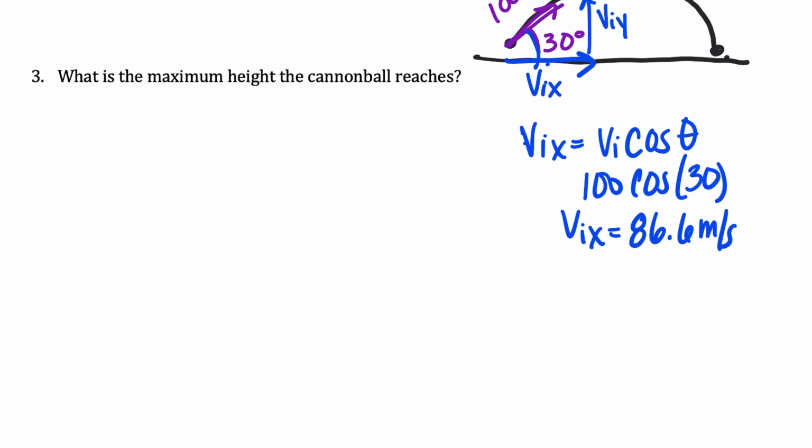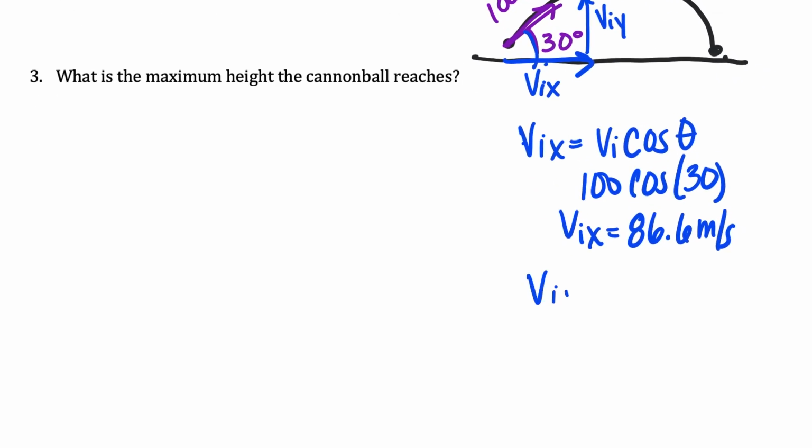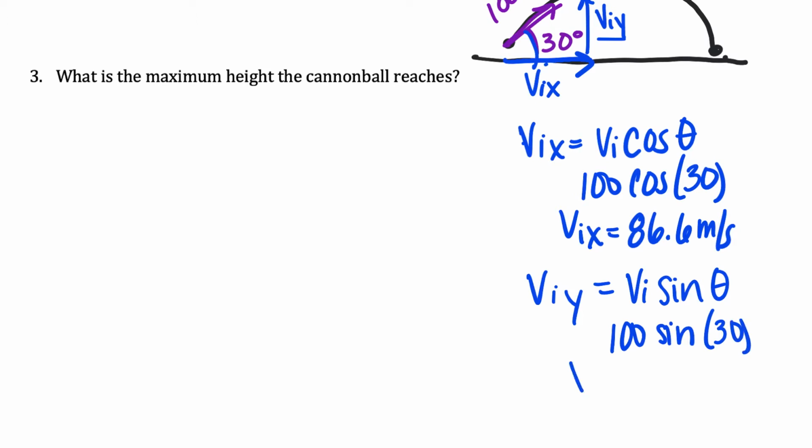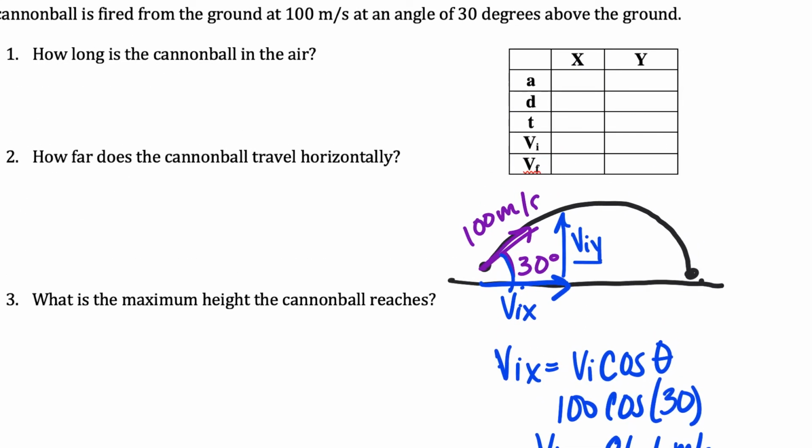And then for Viy, it's going to be similar, but just with sine. So it's going to be your initial velocity sine theta, because Viy here is opposite of our 30 degrees. So it's going to be 100 sine 30, and that is going to equal 50 meters per second. So that's our initial velocity. We're going to add those into the chart we have here, so we're going to have 86.6 and 50 in the x and y columns.